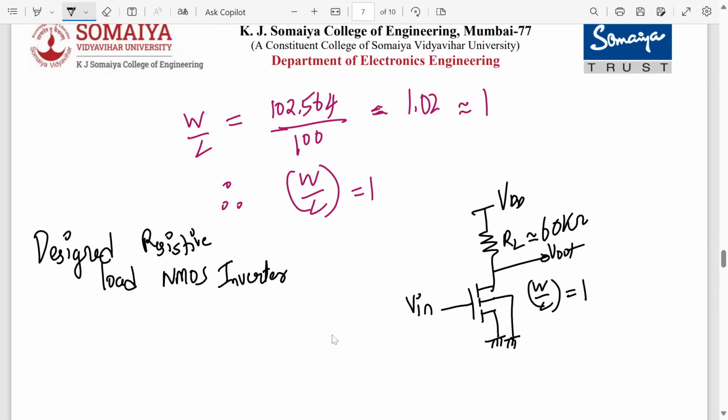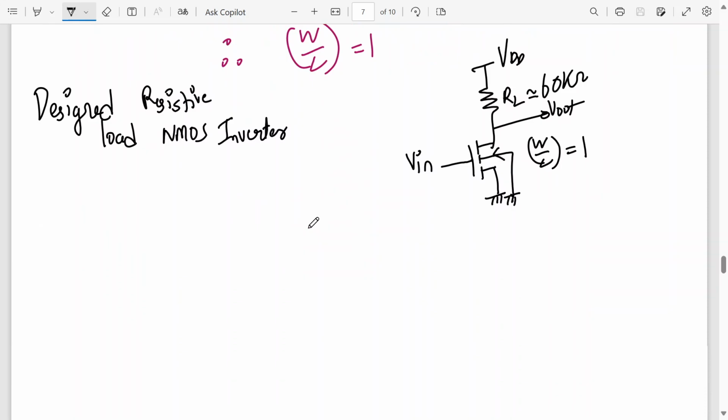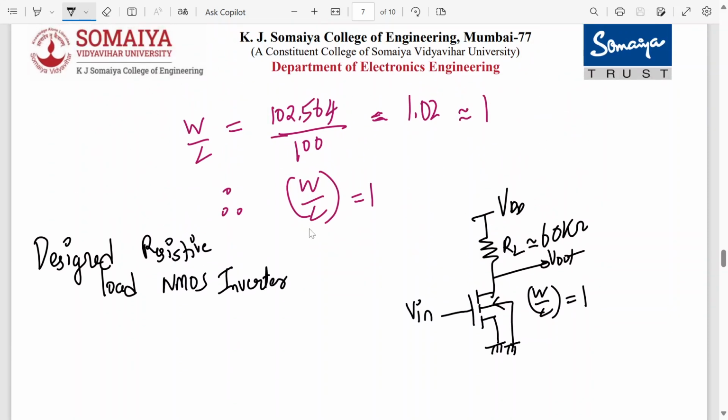Okay, so this is my designed circuit. Arrow is inward, sorry. Alright, this is my designed resistive load NMOS inverter circuit. In the exam, if they ask you, you have to draw the circuit and find its value of W by L and RL. So these are the two categories of numerical which they ask you.